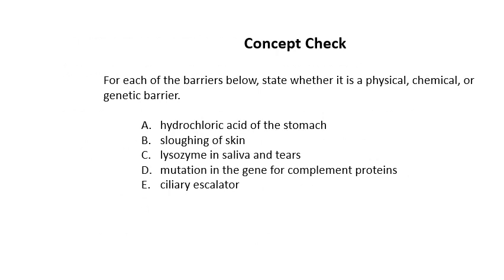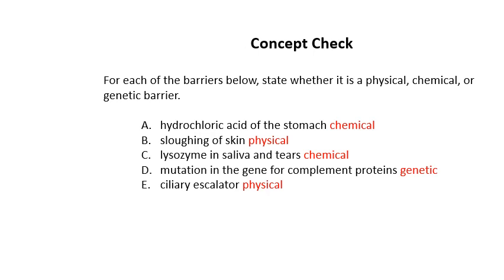Okay, so for each one of these barriers, let's figure out whether they are chemical barriers, physical barriers, or genetic barriers. So hydrochloric acid, sloughing of skin cells, lysozyme in your saliva, a mutation for gene and complement proteins, and the ciliary escalator. All right, so there's your answer.